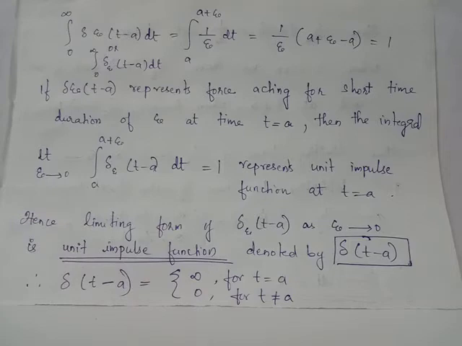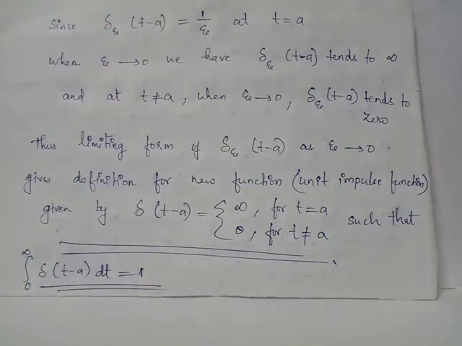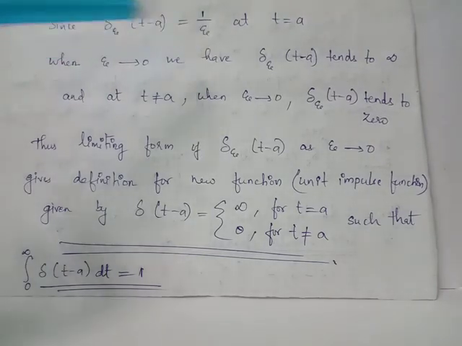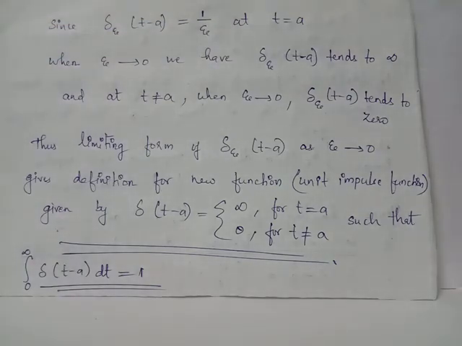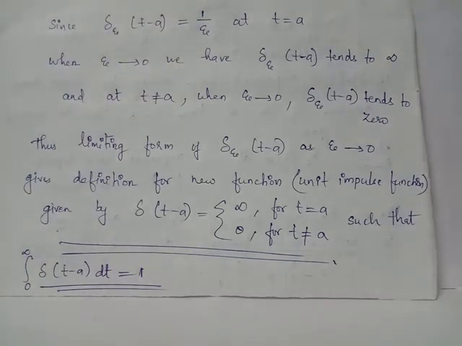This is the new function which represents unit impulse function at t equals a. Or we have, since delta epsilon t minus a equals 1 by epsilon at t equals a, when you consider limiting case epsilon tends to 0, you obtain delta epsilon t minus a tends to infinity, because limit epsilon tends to 0 1 by epsilon equals infinity. Therefore, when epsilon tends to 0, this function delta epsilon tends to infinity, and at all other points for t not equals to a, this function tends to 0.